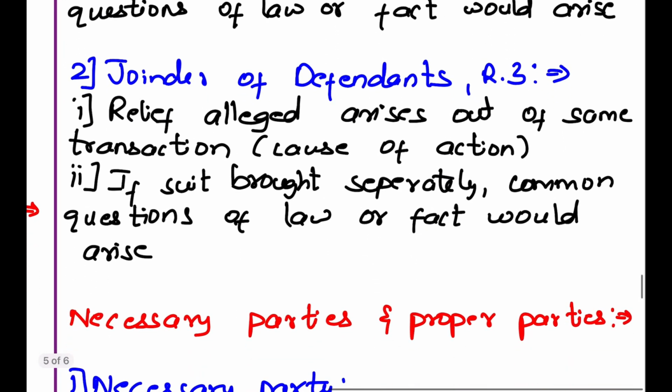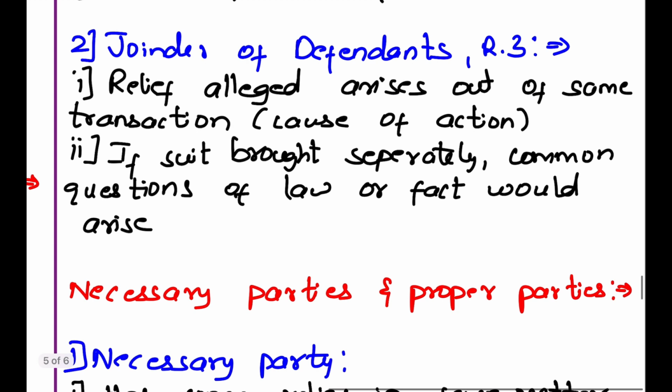Joinder of defendants. When will defendants be joined in one suit? So the relief alleged arises out of the same transaction. So the cause of action against all the defendants is the same, and if a suit is brought separately, common questions of law or fact would arise.